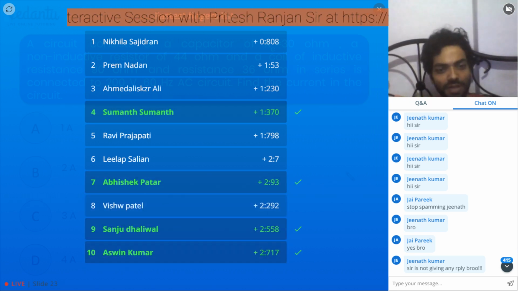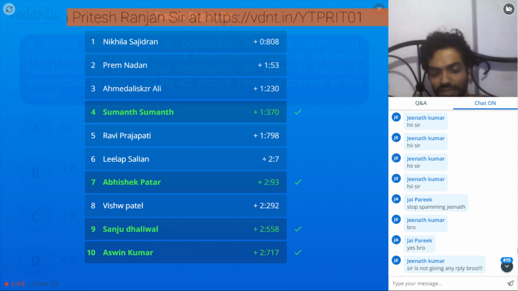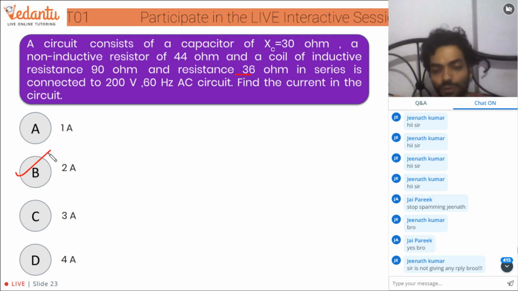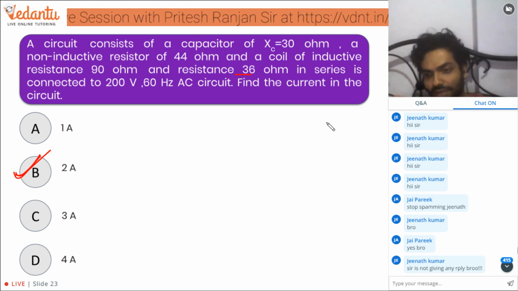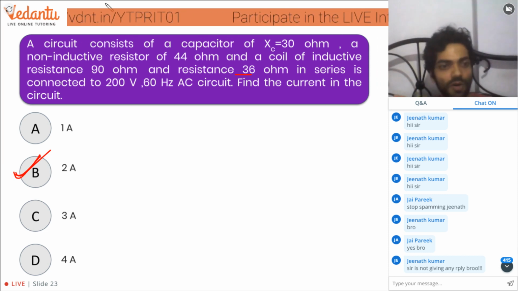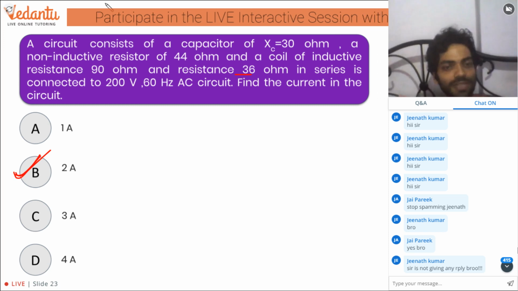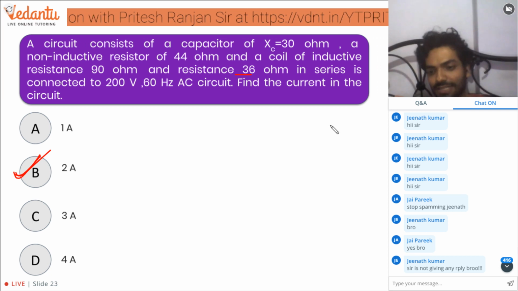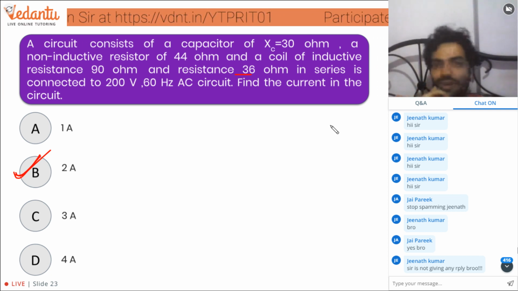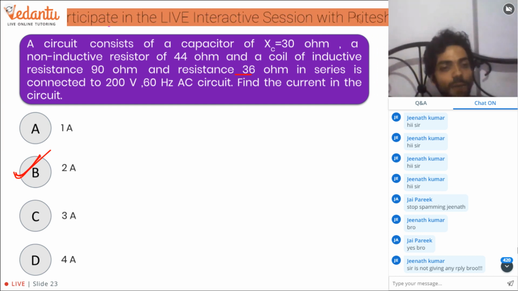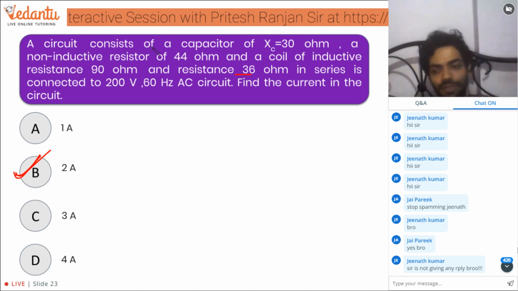So congratulations Sumant, Abhishek, Sanju and Aswin, you answered it correctly. So B is the correct option. Let's try to use our theories that we learned today to get the answer B. And yes, Sumant, you wanted to know the meaning of non-inductive resistance. So it's a kind of resistance that offers no inductance, or basically no inductive reactance. That means it doesn't oppose any change in the current flowing through it.